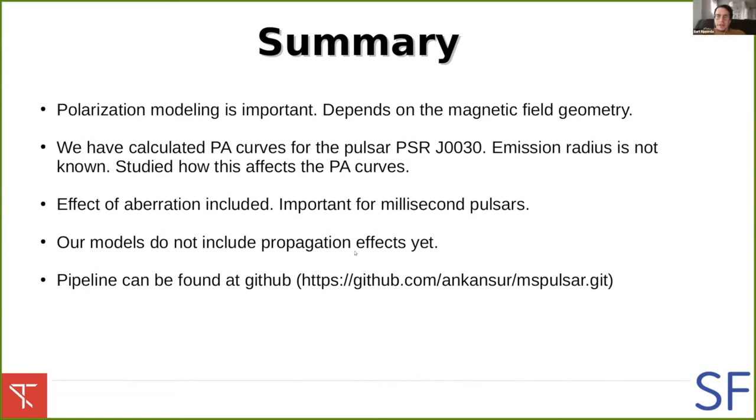Hey, Ankan, great talk. I really enjoyed it, and nice results. I was wondering, if you take a next step with this work, what would be the next type of realism you would add to your simulations? Would you add accretion onto a millisecond pulsar with MHD, or would you look into particle-in-cell simulations to look at maybe radiative effects? Can you give an insight on what you want to do next?